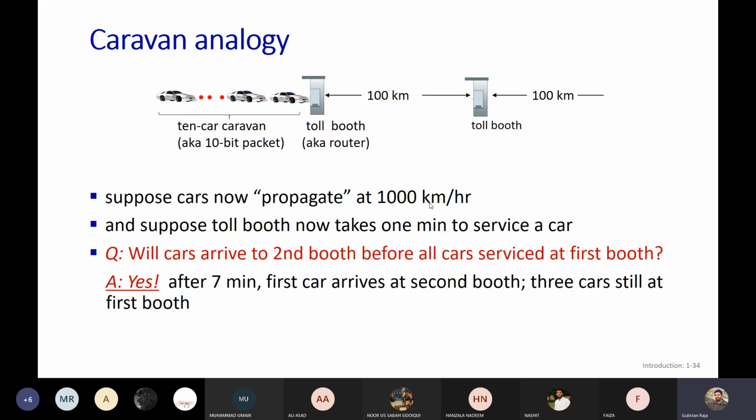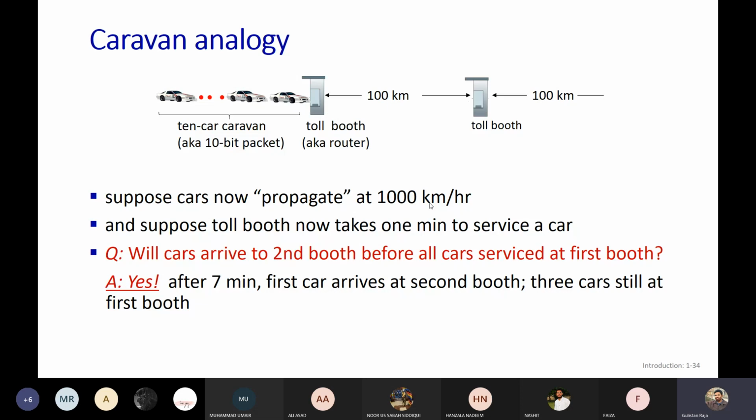instead of 12 seconds it is taking 1 minute. जी सर। 600 सेकंड हो जाएंगे सर। Will a car arrive to second booth before all cars service at first booth?